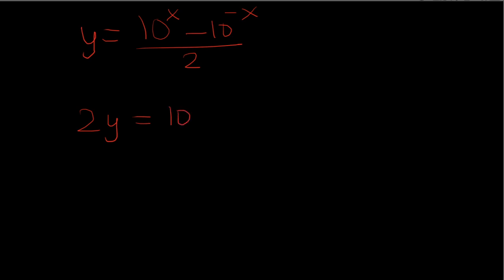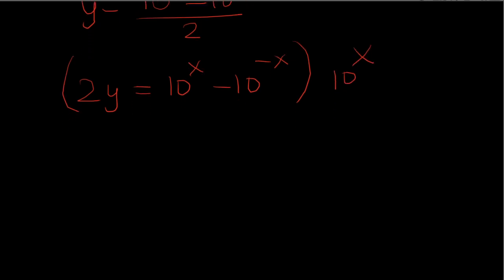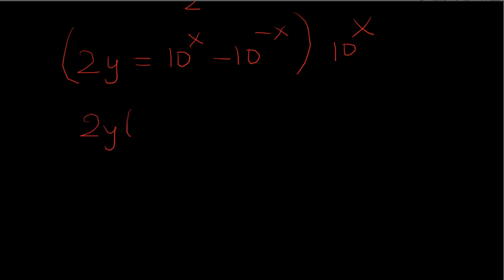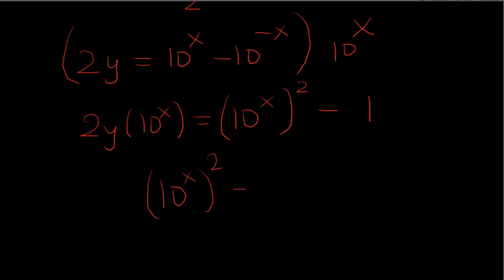Next problem is going to be very similar to this. Now the only difference is going to be the minus instead of the plus. So we're still going to multiply both sides by 2. And then we're going to multiply both sides by 10 to the x. So I have 2y times 10 to the x is equal to 10 to the x squared minus 1. So I can bring the 2y times 10 to the x over.